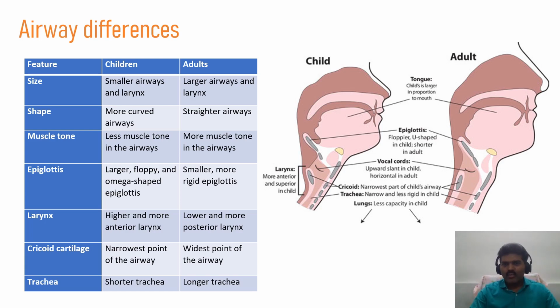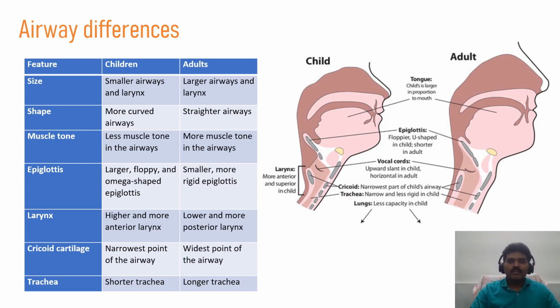Cricoid cartilage is the narrowest point of the airway in children. In adults, it is the widest point of the airway. The narrowest part in adults is the glottic region. Once you cross the glottic region, your tube is going to go into the trachea. But in pediatrics, the subglottic region, the cricoid cartilage zone, is the narrowest part.